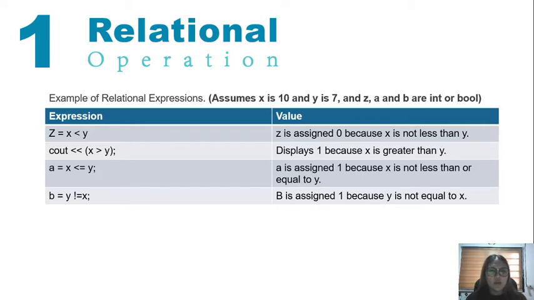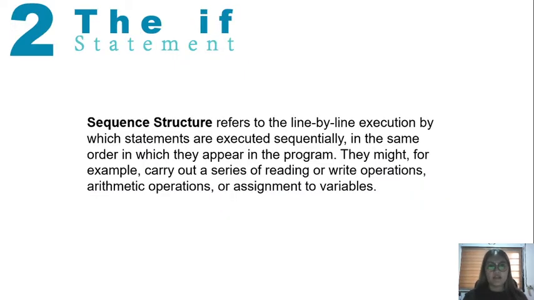So, cout, it displays 1 because 10 is greater than 7, or x is greater than y. So, a is equal to x less than or equal to y. A is assigned 1 because x is not less than or equal to y. And b is equal to y not equal to x. B is assigned 1 or true because y is not equal to x.